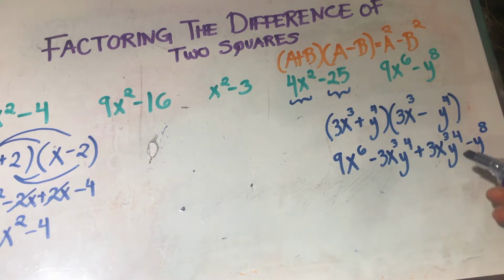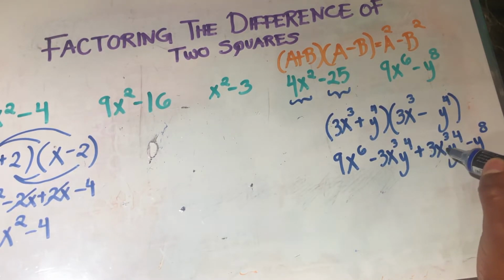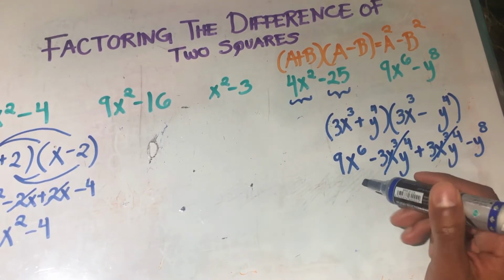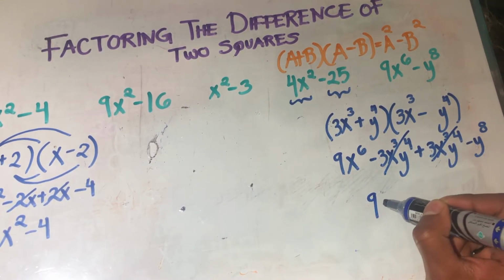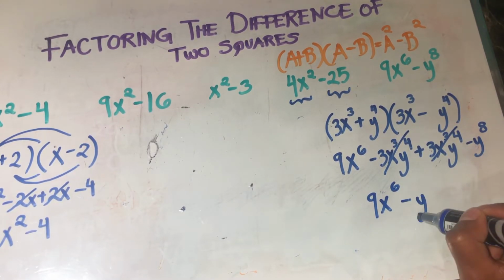Now let's group like terms. Negative 3x cubed y to the 4th plus 3x cubed y to the fourth is just going to give us 0. And then we're left with 9x to the power of 6 minus y to the 8th.